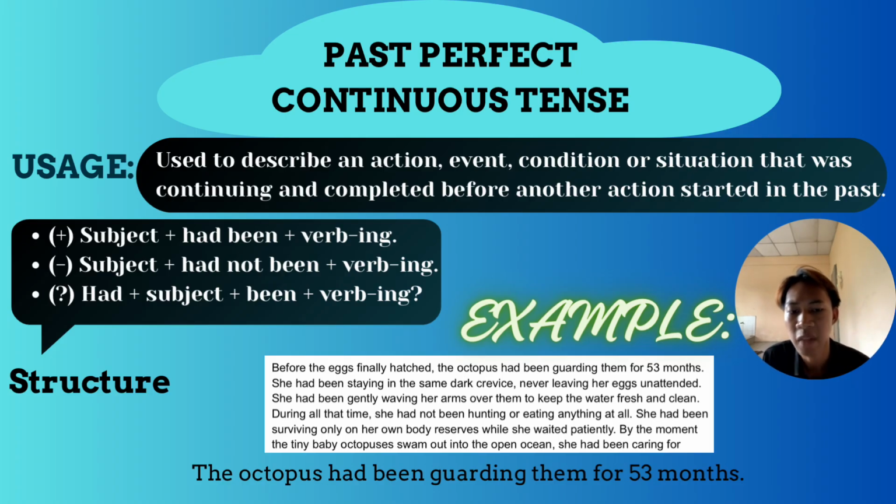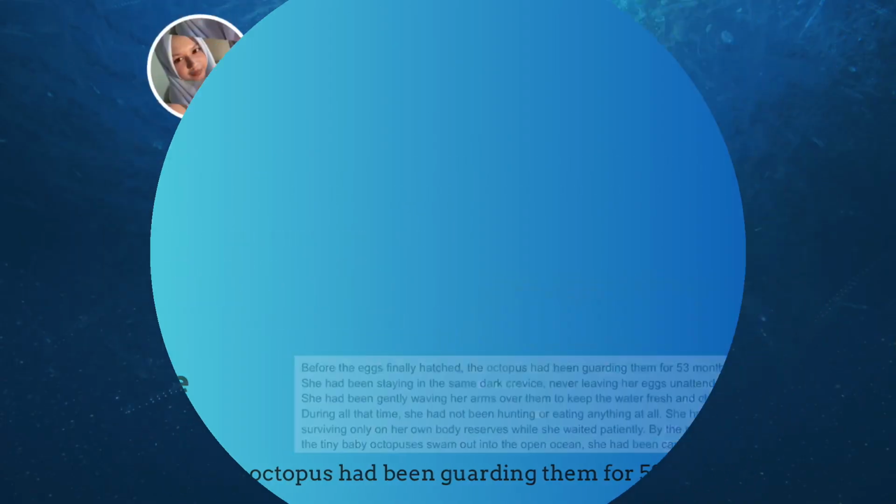Now let's look at our example about the octopus. The octopus had been guarding them for 53 months. Here, the subject is the octopus, had been, and the verb in ing form is guarding. That's all for the past perfect continuous tense.